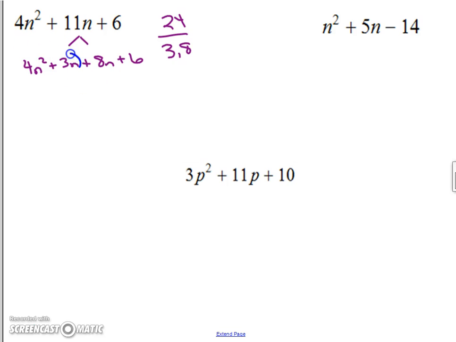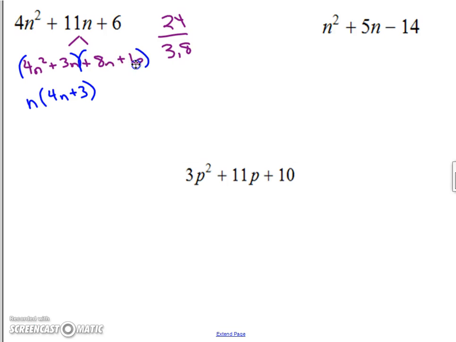Now I group my little terms. 4n squared plus 3n. There's nothing that I can take out of a 4 and a 3 other than a 1. This has an n squared and this has an n, so I can take out an n. If I divide an n out of 4n squared, I'm just left with 4n. If I divide an n out of 3n, I'm just left with 3.